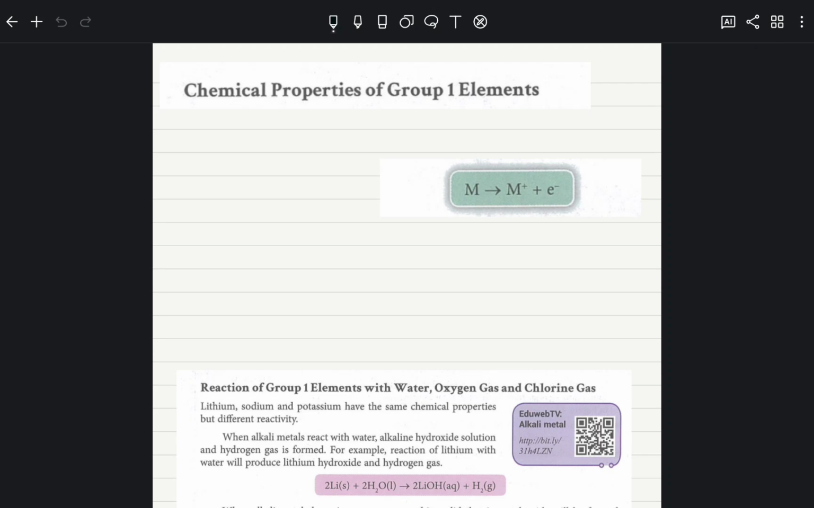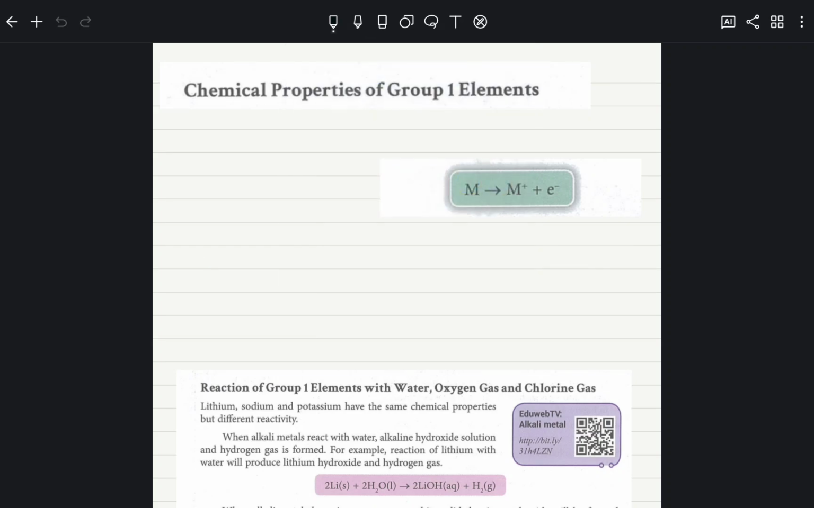Okay, fine. So this is the notes. I want you to copy the notes and later we will do some questions regarding this particular notes. Okay, fine. Chemical properties.